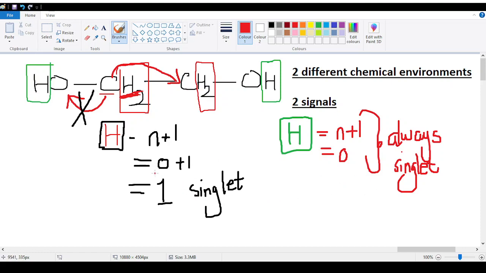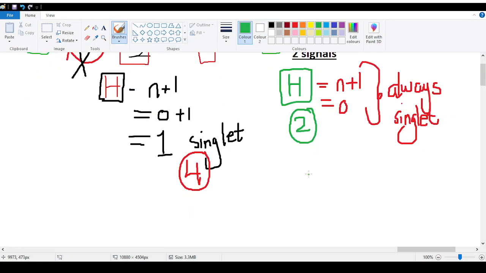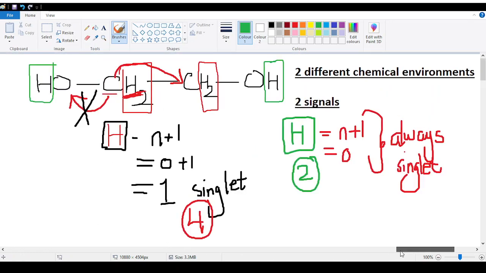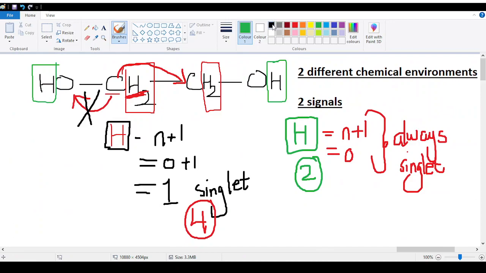Now, for the red color group, how many hydrogen atoms are there? How many hydrogens are responsible for that? For the red colored group, two hydrogen each of them, like overall four. So four hydrogens are responsible for this singlet pattern. And how many hydrogens are responsible for the other singlet pattern? Two hydrogens overall. So the ratio will be 4 is to 2. So they will both be singlets.